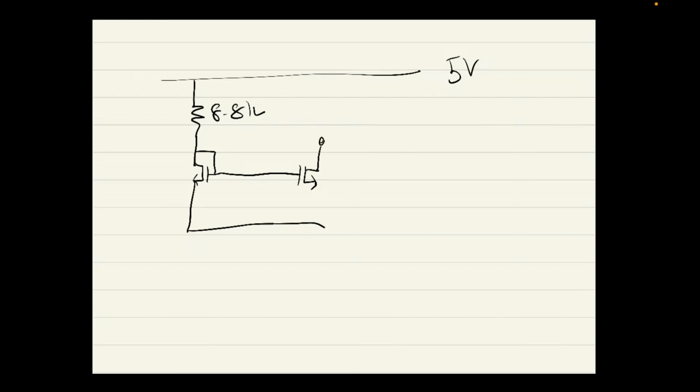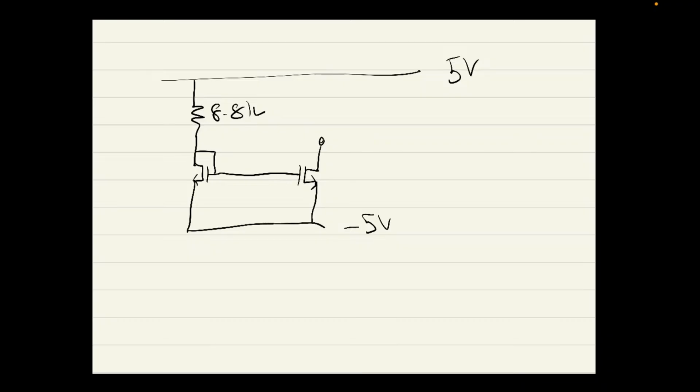I'll leave this floating for now. It won't affect our calculations. One thing to note is that the ratios of W to L of these are both the same. In Assignment 2, they're not, so you might have to look at how your current changes. But yeah, this is minus 5 volts.